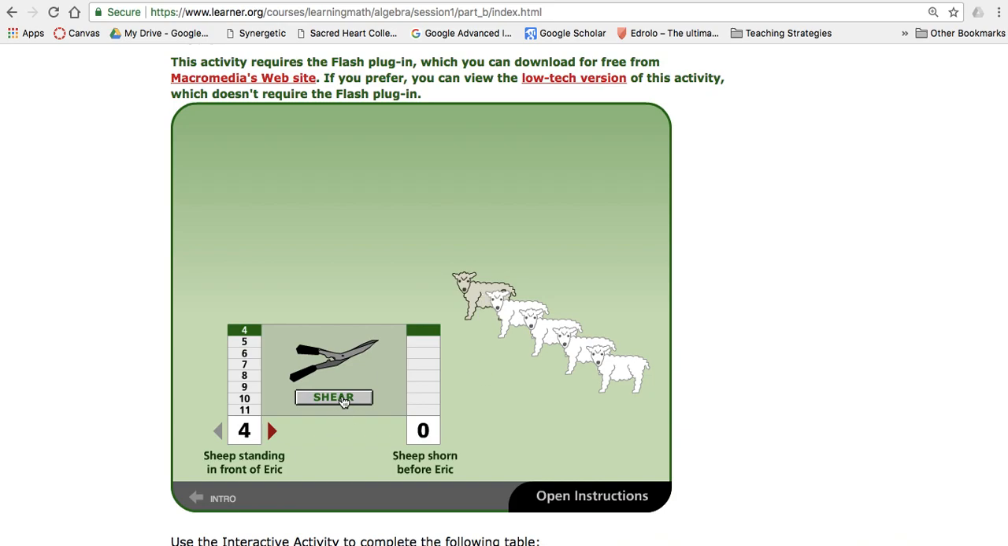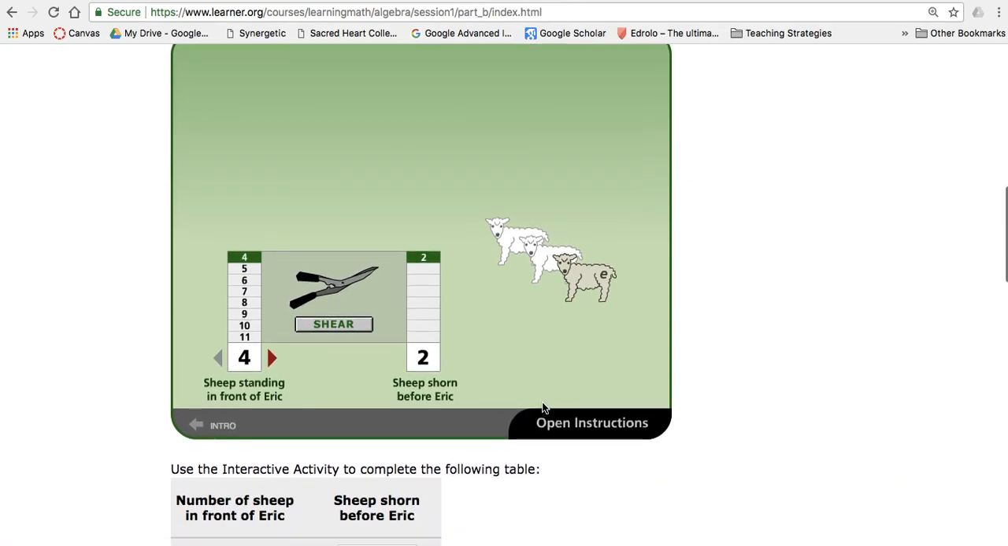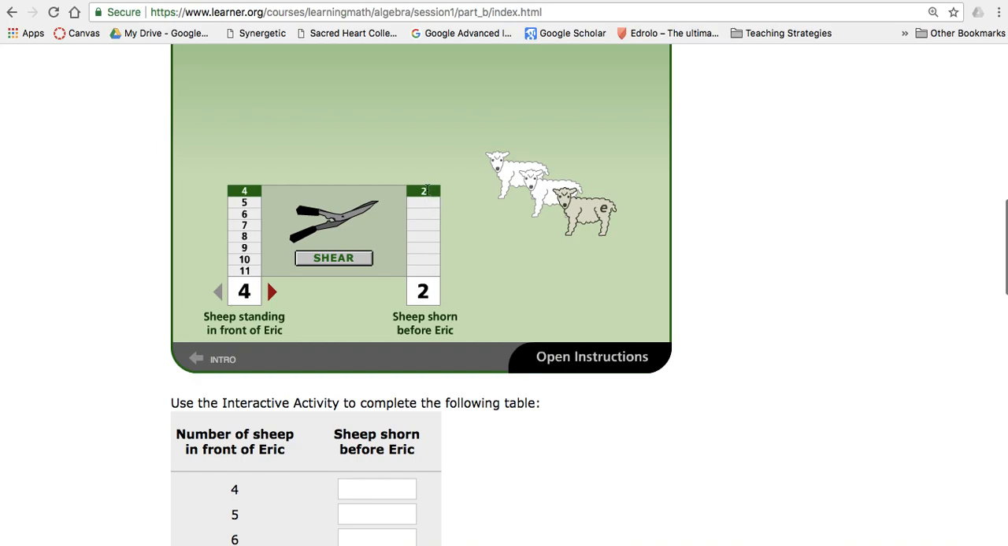And we're going to shear some sheep. So remember that Eric skips over 2 sheep every time a sheep is shorn. So we're going to press shear. You can see the sheep at the front got shorn and Eric jumped over 2 places. I'm going to shear another sheep, and now Eric's at the front of the queue. So it's Eric's turn to be shorn. You can see that this records how many sheep were actually shorn before Eric was.